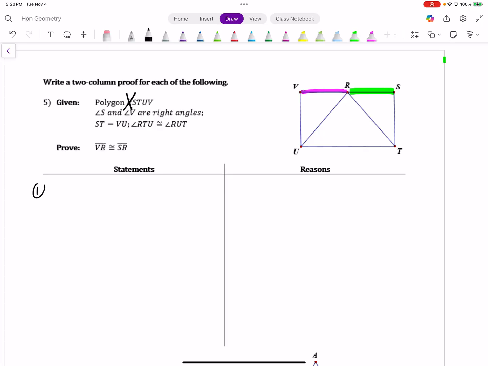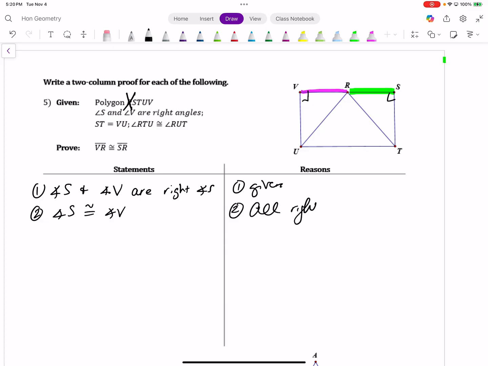Okay, so for number 1, what else do we know? Angle S and angle V are right angles, because that's given. All right, so let's go S and V. Those are right angles. Now if that's the case, that means those 2 angles are congruent. Oops, can't just put V there. All right, so because all right angles are congruent.